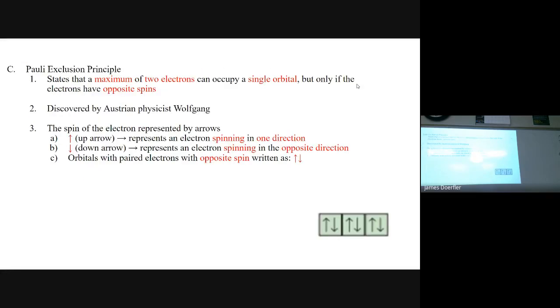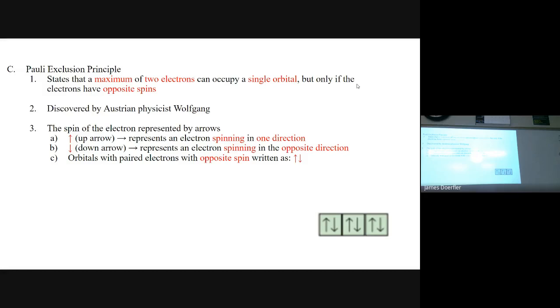Next is the Pauli exclusion principle. This states that a maximum of 2 electrons can occupy a single orbital, but only if the electrons have, and this is very important, opposite spins. If you look at this image in the bottom right corner of your slide, we represent the spins of the electrons using arrows. We have an up arrow, which simply represents the electron spinning in one direction, and a down arrow representing the spin in the opposite direction.